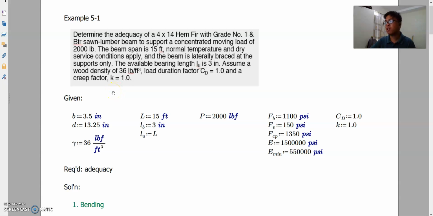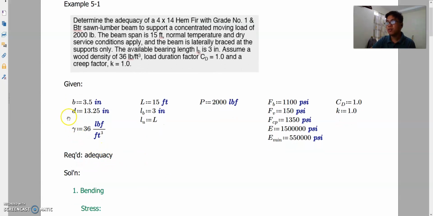the supports only. The available bearing length is 3 inches, assume a wood density of 36 pounds per cubic foot, and then load duration factor equals 1, creep factor equals 1. Then our givens are, for the dimensions, we will use the standard dressed size, the exact dimensions being 3.5 by 13.25. It's already given in the problem that the wood density is 36. And then for the beam span, the span is given, also the bearing length LB.